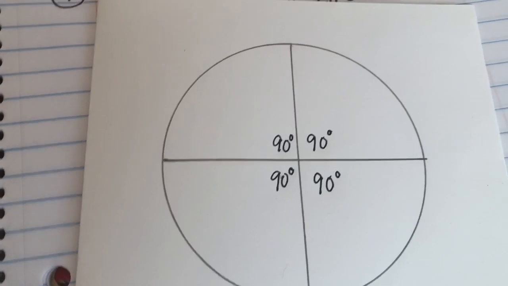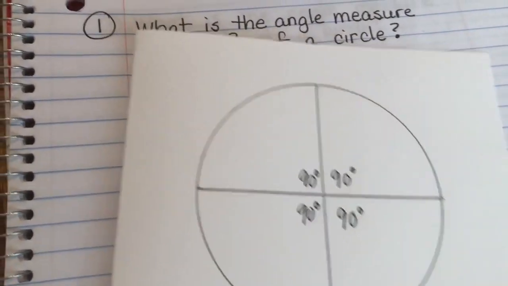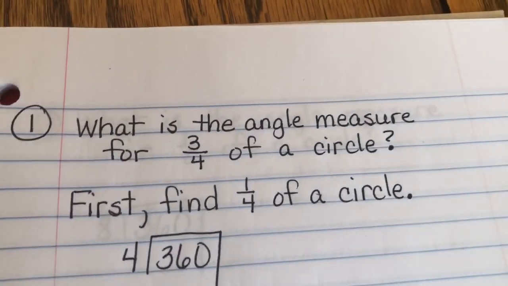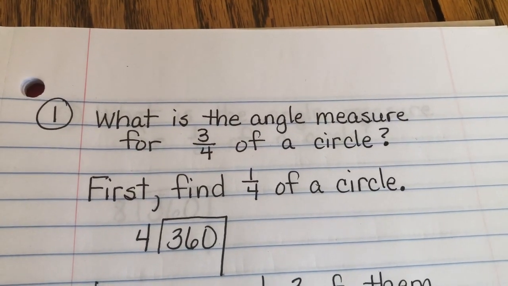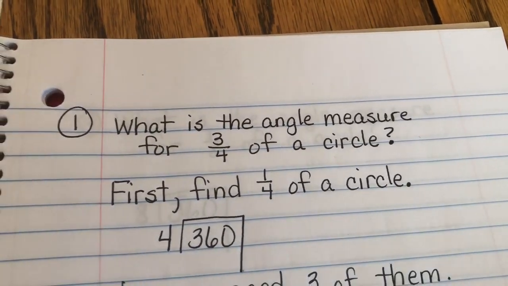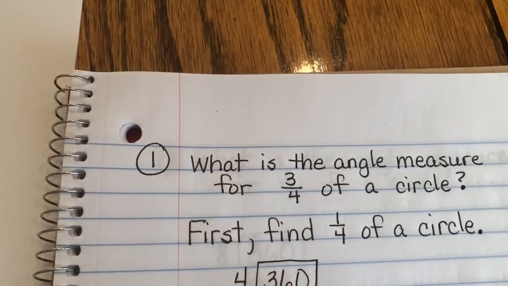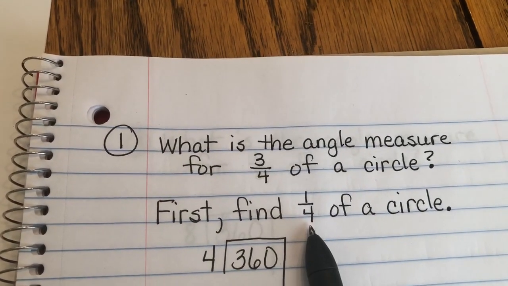Now, you don't have to have a circle to be able to figure the angle measurements of circles. So let me show you what I'm talking about. If you see a problem like this, go ahead and write this down. What is the angle measure for 3/4 of a circle? Now we already have our circle there as a good visual, but if we didn't, we would just take 360, and first we would have to find out what 1/4 of a circle is.